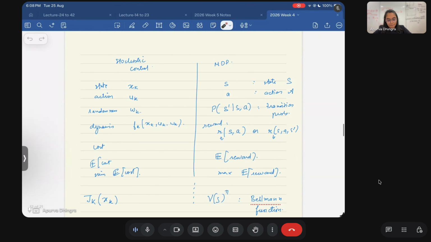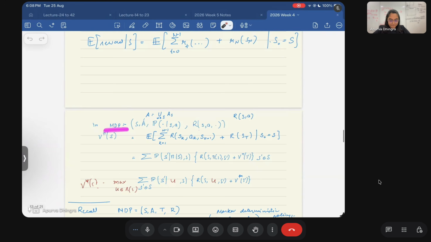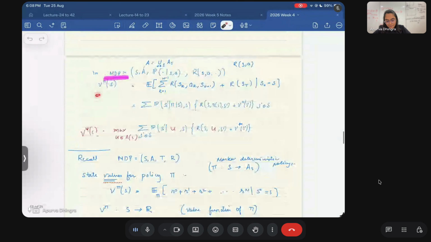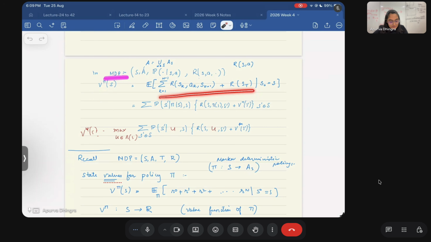Then we tried to compare the stochastic control view with the MDP view. The MDP view basically said that we have a policy, and we have something called the Bellman equation, or the value function V of pi for a particular policy pi, which is just the expected rewards starting from time k equal to 1 till time n minus 1 plus the terminal reward.